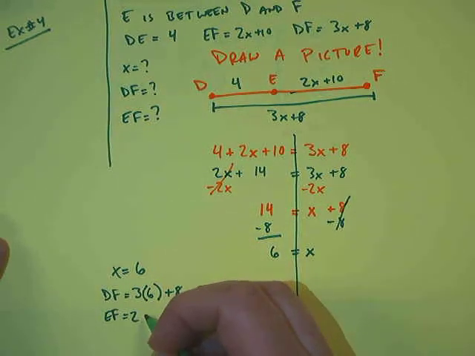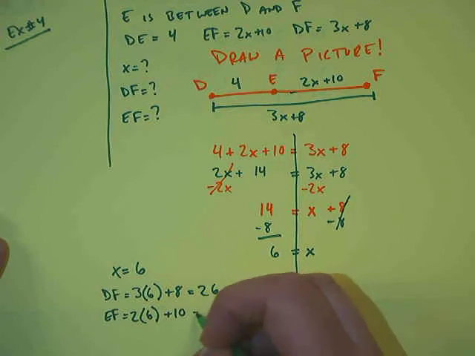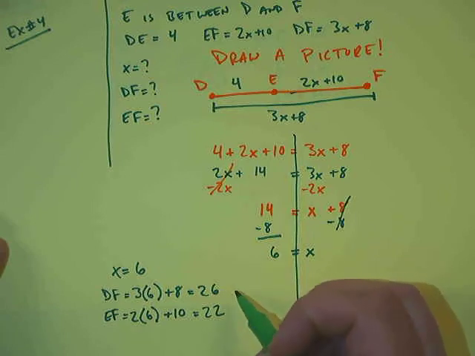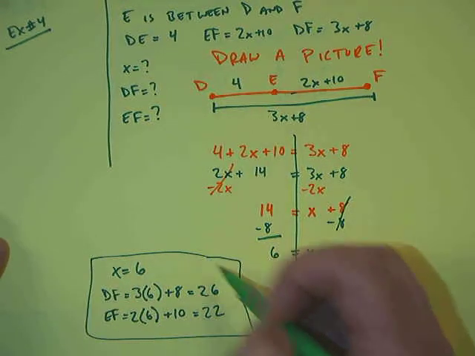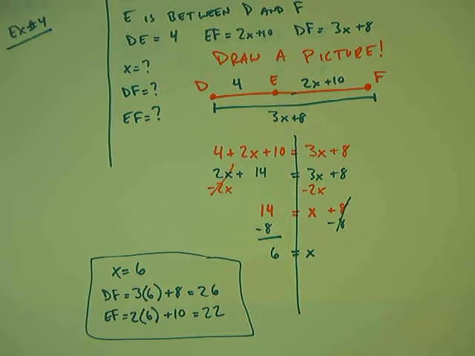So I know DF is that 3x plus 8. So instead of 3x, I'm going to go 3 times 6 plus 8. And that gives me, let's see, 18 plus 8 gives me 26. And then I know EF is 2x plus 10. So instead of 2x, I'm going to go 2 times 6 plus 10, which gives me 12 plus 10 gives me 22. So there is our answer. DF is 26, EF is 22, and x equals 6.